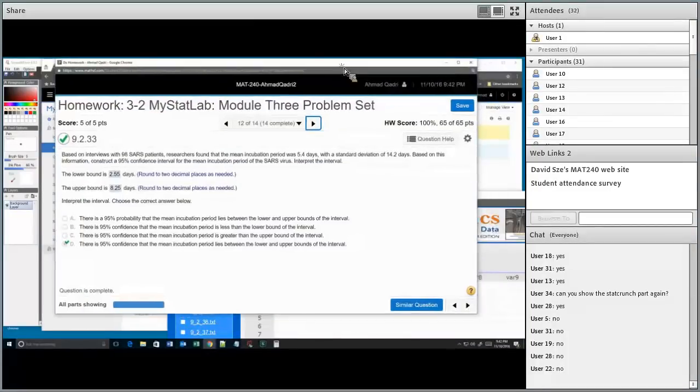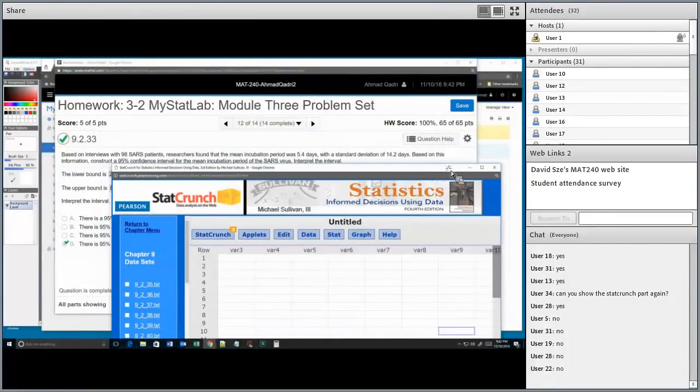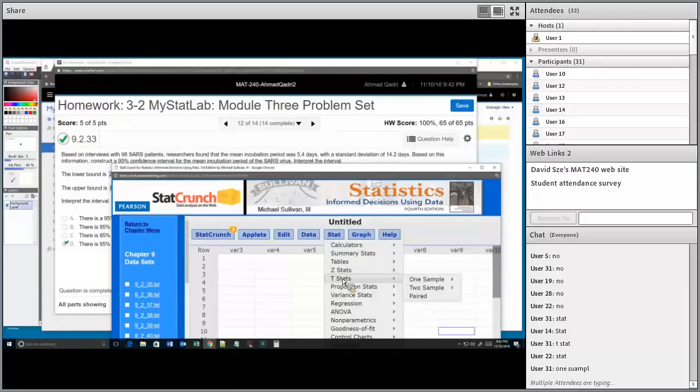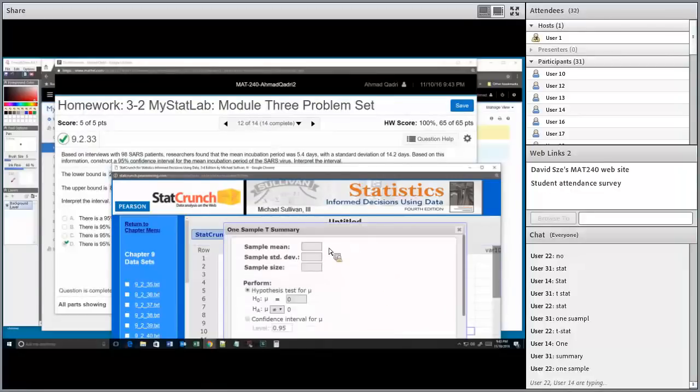So here's the problem. How can I do this? Again, we're trying to find the confidence interval for the mean. Stat, t-stats, one sample with summary. Very good. So I have my summary. What is the mean given in the problem?